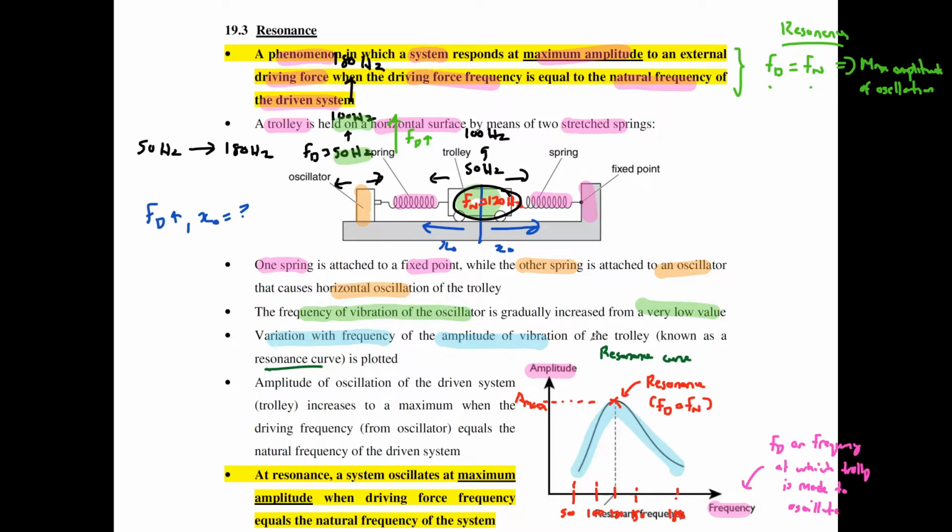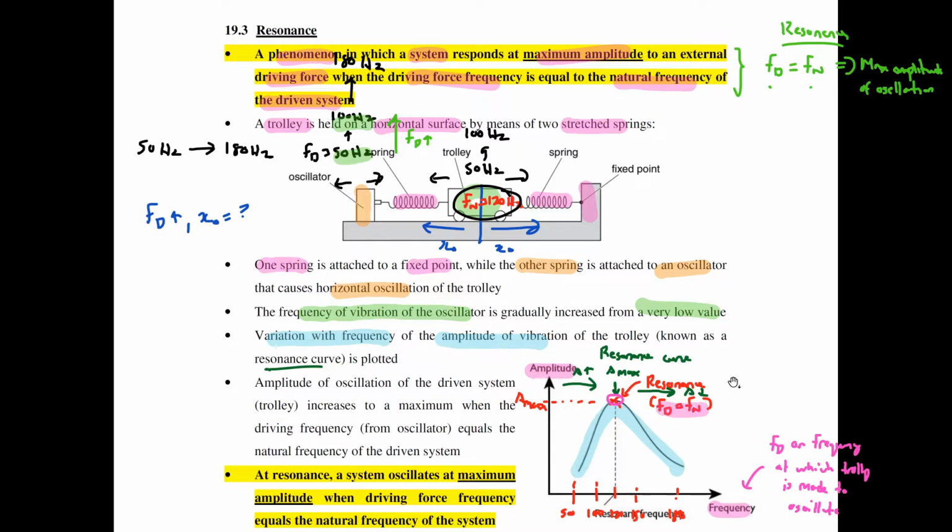What you can see from the resonance curve is that initially, from here to here, your amplitude increases. But right over here, your amplitude is max. Going further, when your frequency increases, your amplitude starts to drop. What you're really interested in is this point where you reach maximum amplitude. That is where you have resonance. So resonance occurs when driving frequency equals natural frequency.